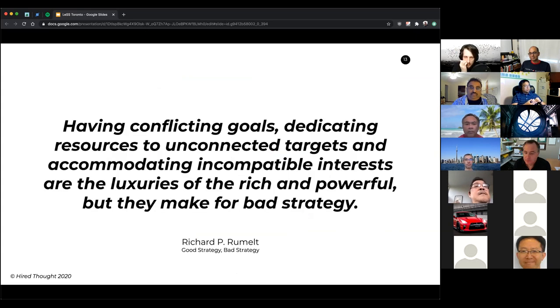So there's this quote from a book titled Good Strategy, Bad Strategy. Has anyone read that here by chance? Ah, yes, Srikanth. It's a really interesting book. If you're ever interested in questions of how to be intentional or how to do strategy. And it basically says that having conflicting goals, or basically just any sort of unconnected target or incompatible interests, is a luxury. It's not something that an organization could justify as being good strategy.